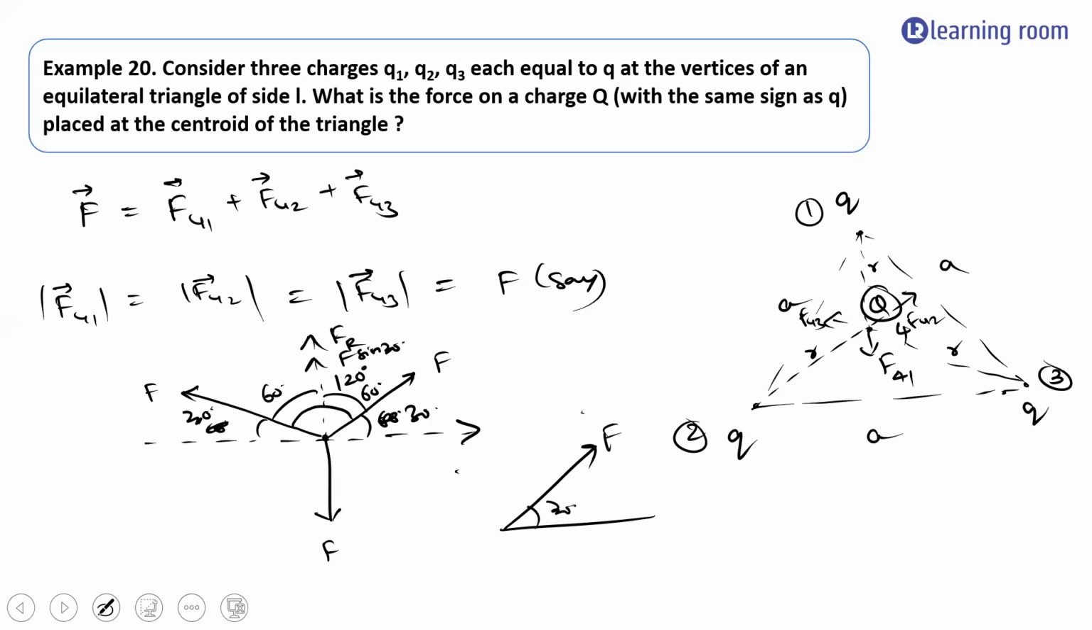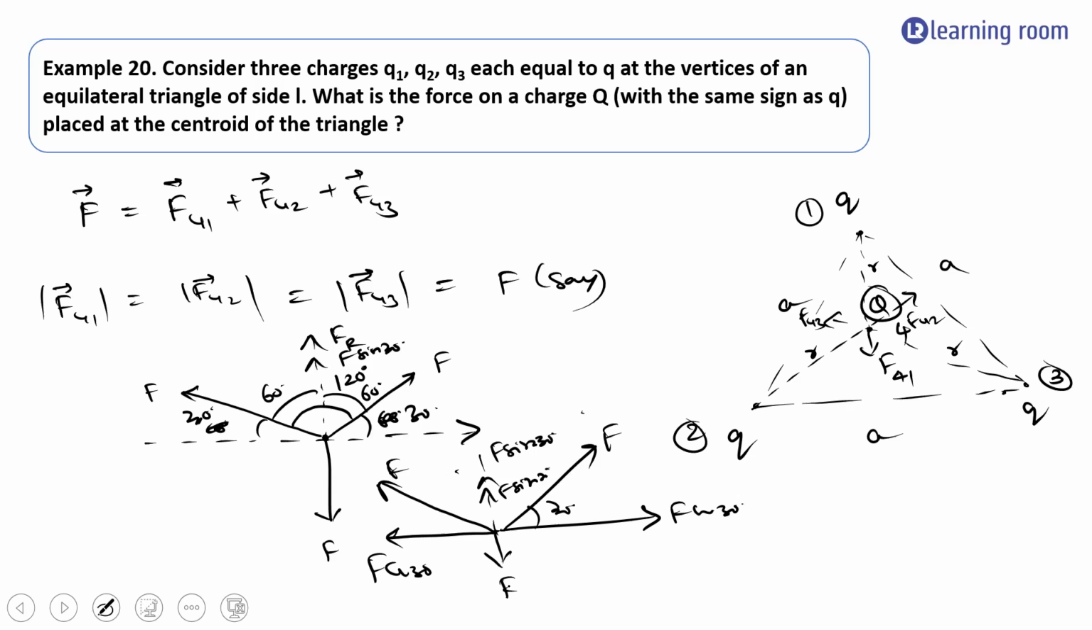So this is 30. This will also be 30. So this is F sin 30 due to this one. And similarly, another F sin 30 due to this force. And this F cos 30 is due to this force, and this F cos 30 is due to the left side force. And remember, there is a force F acting in the downward direction. So tell me which vectors will get cancelled.